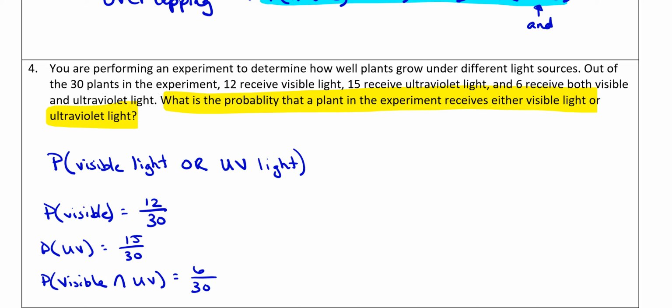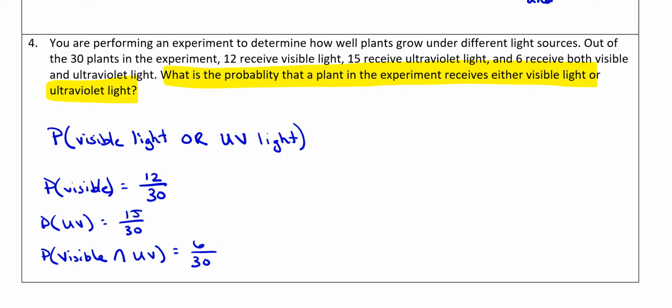So the first thing we have to decide is whether this is a mutually exclusive or an overlapping event. So to do this, let's think this out a little bit. If we had 12 plus 15, that's 27. Right? So if we were to add 27 plus 6, that's 33. That's more than we have. So most likely this is going to be an overlapping event.